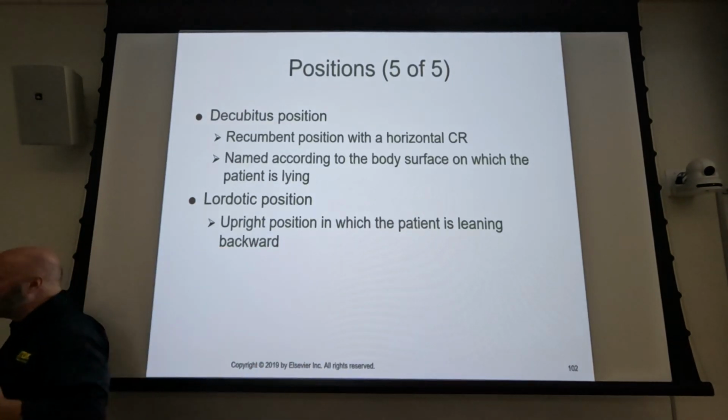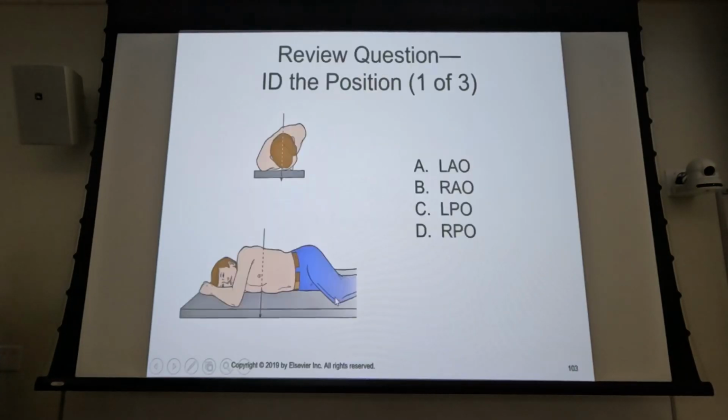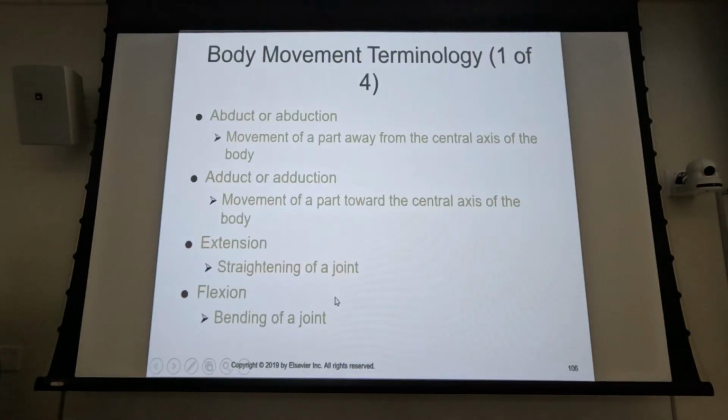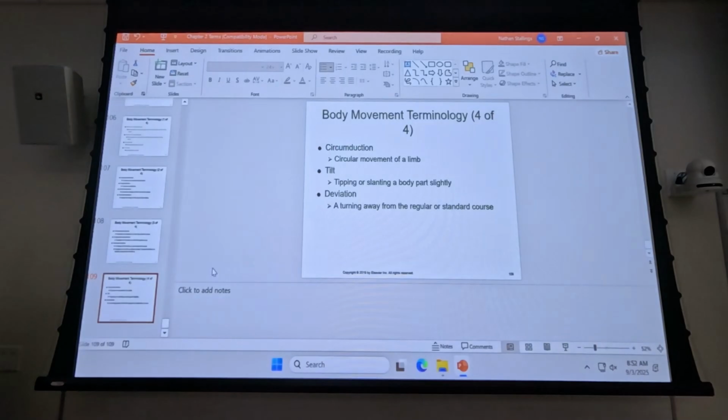All right, so a lot of things for decubitus. Lordotic just means leaning backwards. That one view that I was talking about earlier that did not have central ray at T7 is our lordotic. It's apical lordotic. Okay, so body movement, we're going to talk about that later in the semester as well. Any questions on all that?